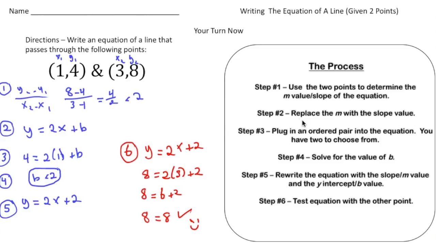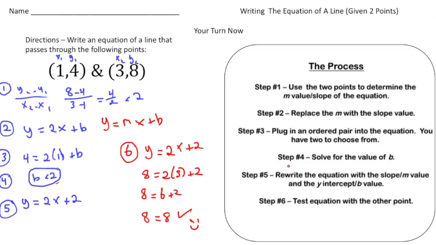Step number 2, replace the m with the slope value. What I'm referring to is replacing the m of the slope-intercept form with that 2. That 2 replaced the m. Step 3, plug in an ordered pair into the equation. You have 2 to choose from. So I plugged in the first pair, the 4 in for the y and the 1 in for the x. Step number 4, I solve for b. So 4 equals 2 plus b, which means b equals 2.